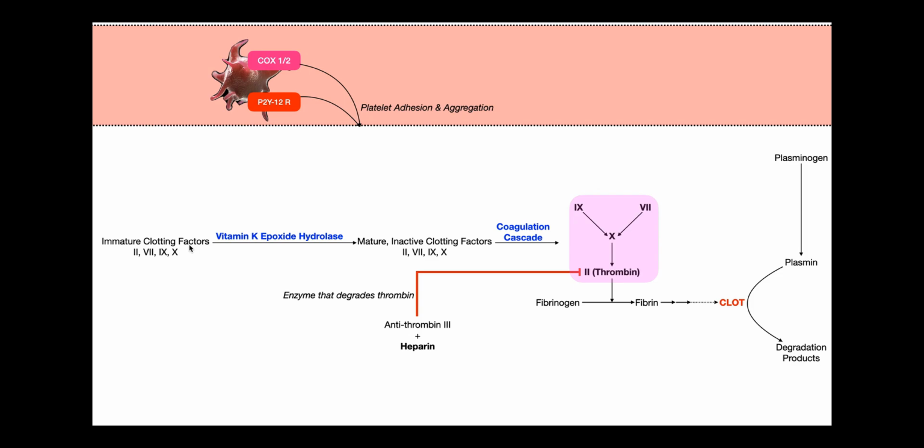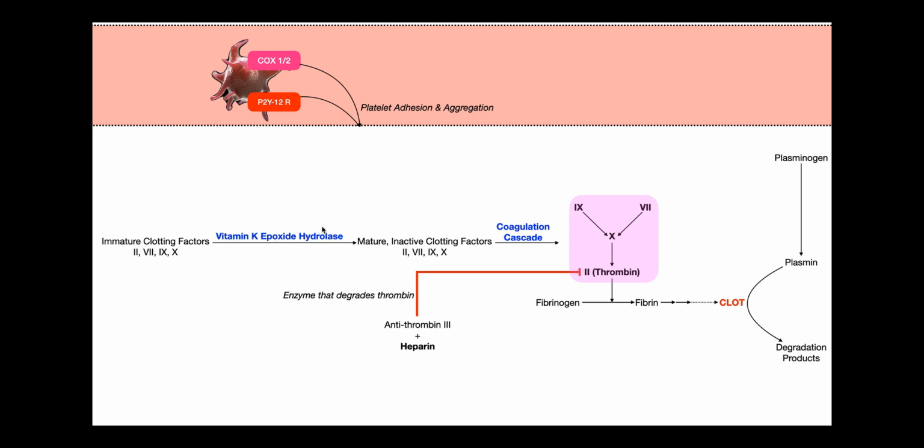These immature clotting factors are the vitamin K dependent clotting factors, meaning if you have no vitamin K, these clotting factors will never serve their function. Those are clotting factors 2, 7, 9, and 10. You have to have vitamin K in order to make them mature clotting factors.